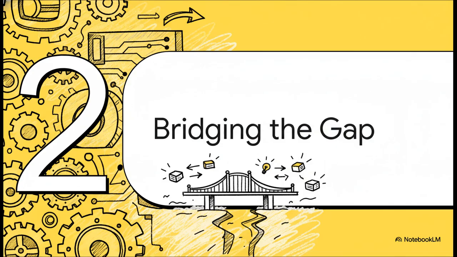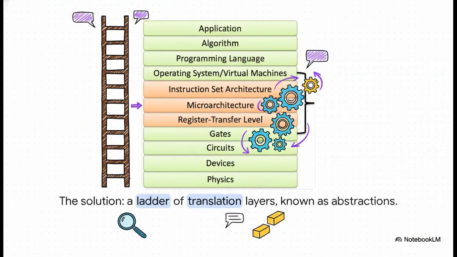So, how do you cross this enormous divide? Well, it's with one of the most brilliant and, honestly, elegant ideas in all of engineering. Instead of trying to make one giant impossible leap, we build a ladder. Each rung on this ladder is a layer of abstraction. It's a genius way of breaking a massive problem down into smaller, much more manageable steps. Each layer only has to talk to the one right above it and the one right below it, translating the language one step at a time.